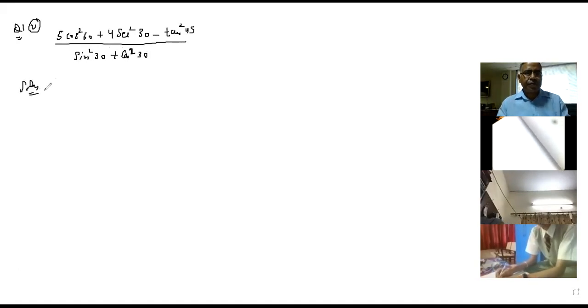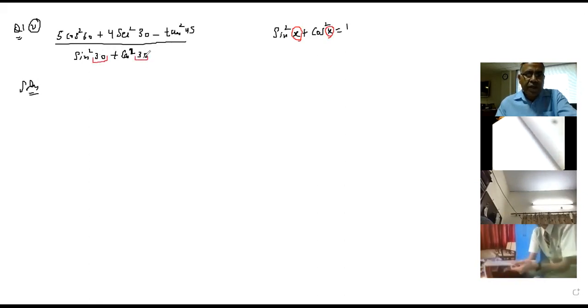Now see, we have already done an identity: sin square x plus cos square x is equal to 1. That means the sum of the squares of these two will be 1 only if this angle is the same. Here this is sin square 30 and this is cos square 30, the angle is the same. So sin square 30 plus cos square 30 will also be equal to 1. Without solving, you can put it equal to 1, so my denominator becomes 1. It is clear.